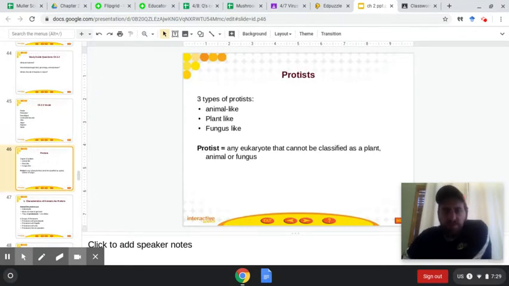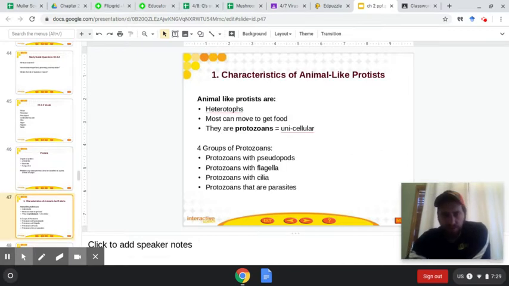So the 3 types of protists. There's animal-like, plant-like, and fungus-like. A protist means it's any eukaryote that cannot be classified as a plant, animal, or fungus. So their own unique group.